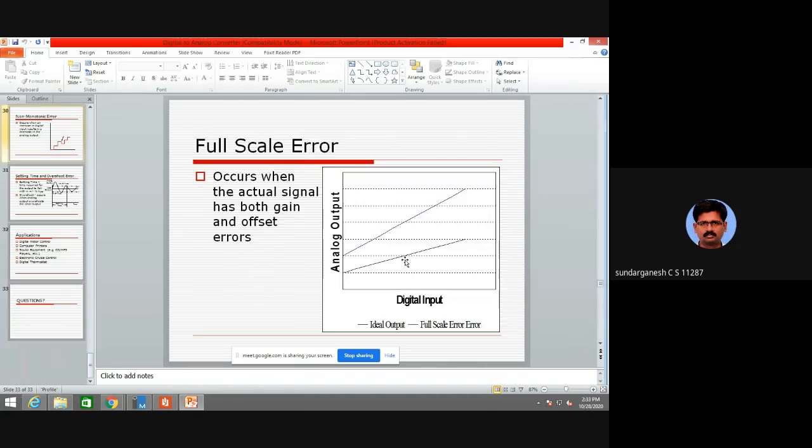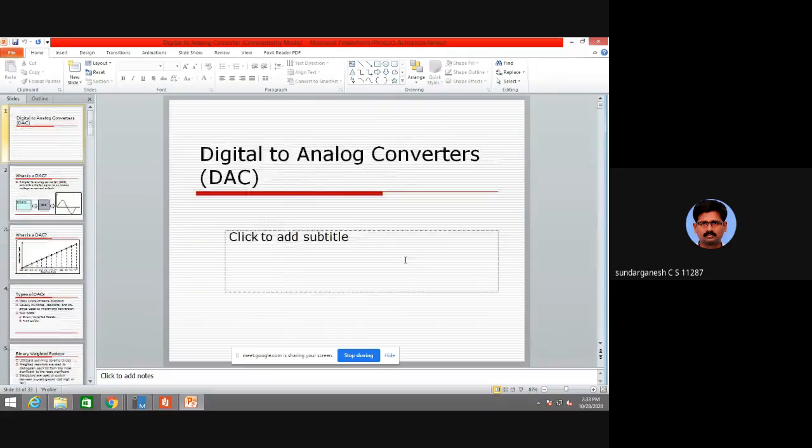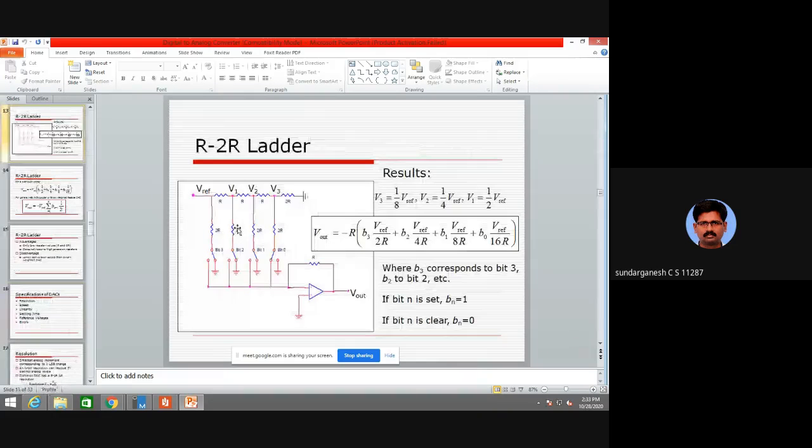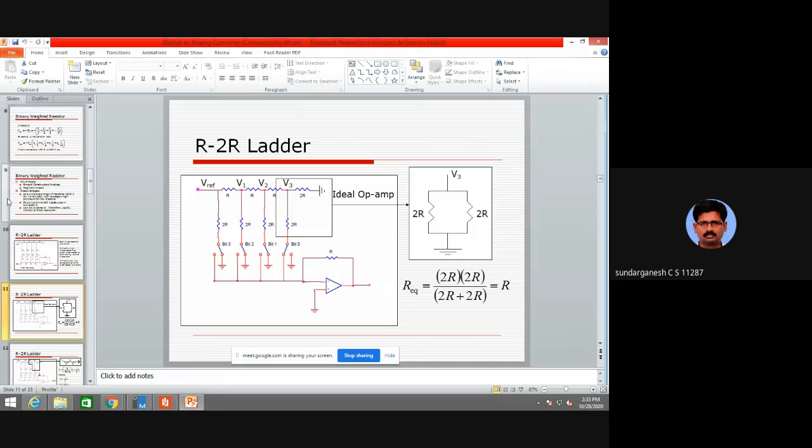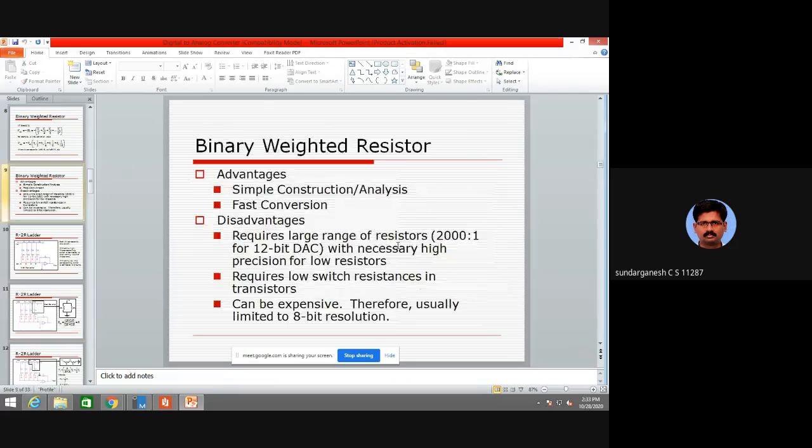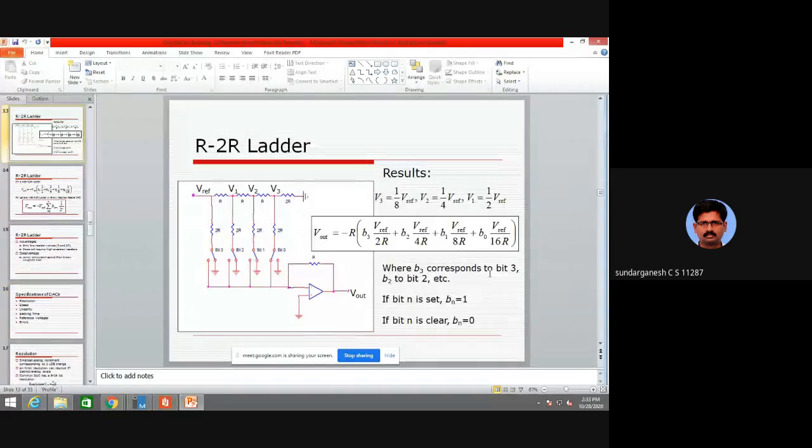So this is all about DAC. We have seen ADC and DAC. These are theory questions only. There is no design problem. So you may have to write the R2R network, the binary weighted resistor network, dual slope ADC or successive approximation ADC. Any one theory question may come, so you have to write accordingly.